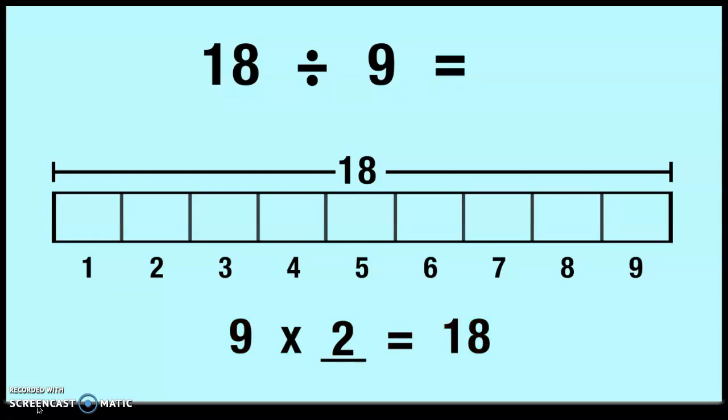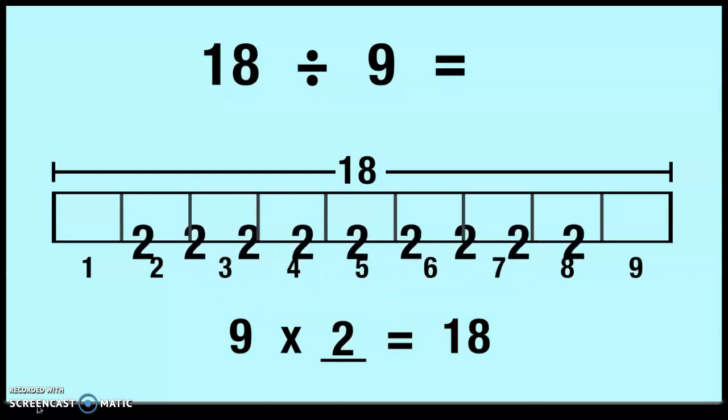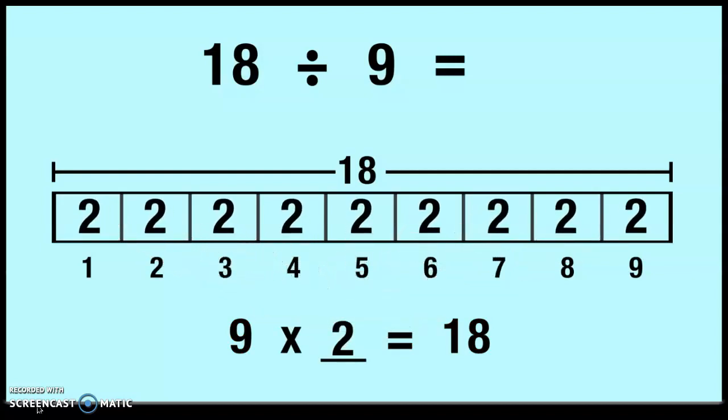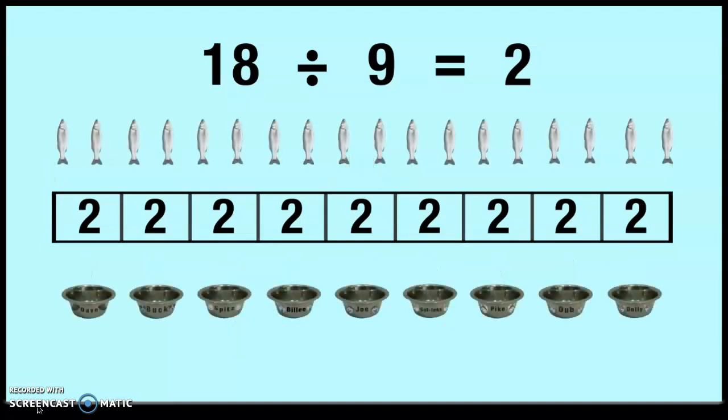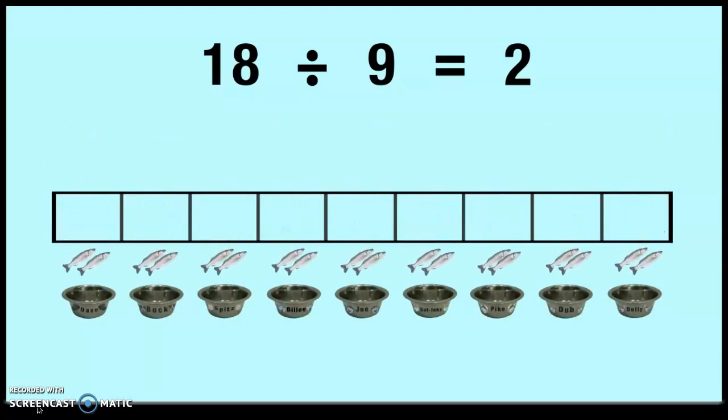I know I should put 2 in each part of my bar. 18 divided by 9 equals 2. I know I'm right because 9 times 2 equals 18. The 18 fish are divided equally among the 9 dogs. Each dog has 2 fish.